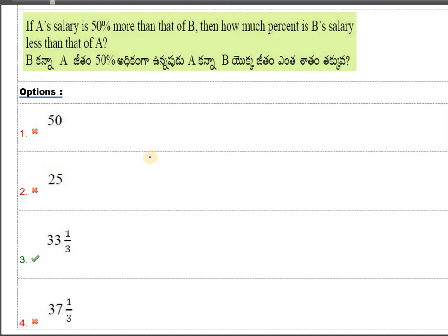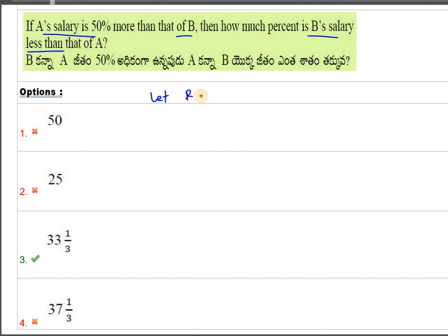If A's salary is 50% more than that of B, that means A's salary is more than that of B, then how much percent is B's salary less than that of A? We have to find. So whose salary is more? A's salary is more than that of B. There may be 100 different methods, I am using whatever easy method I find.